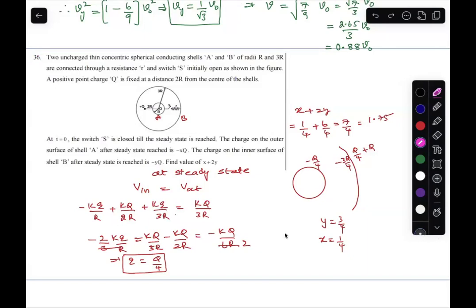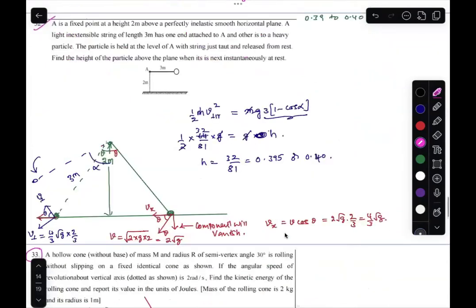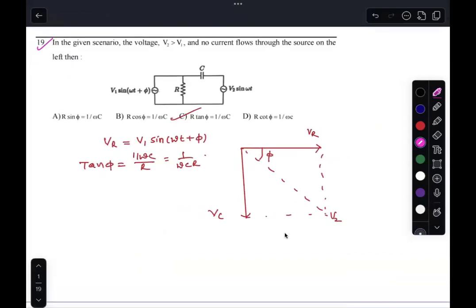So 36 can also be done, but a bit lengthy. So my very first option is how to score more marks in less time. You take the first question.